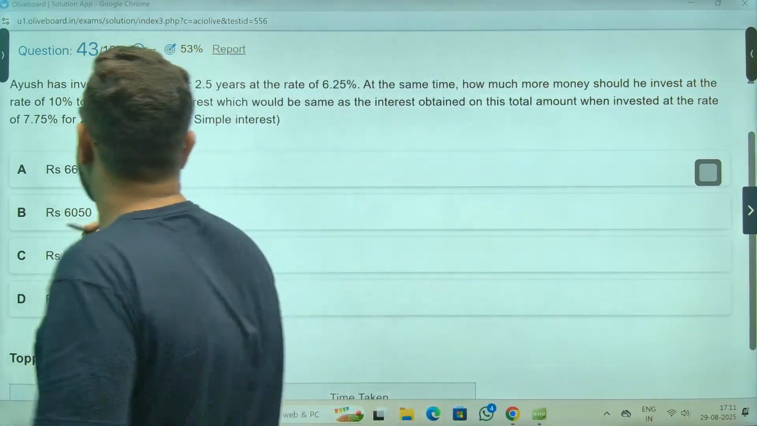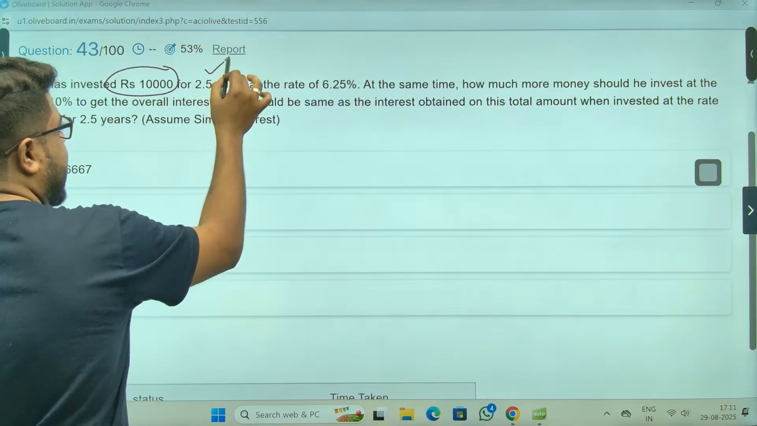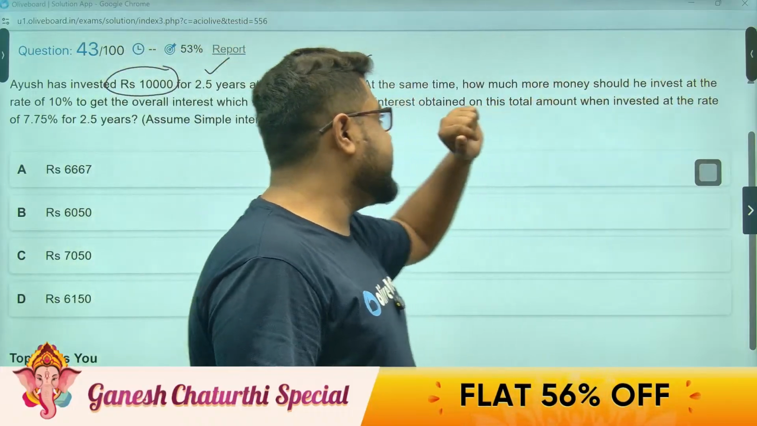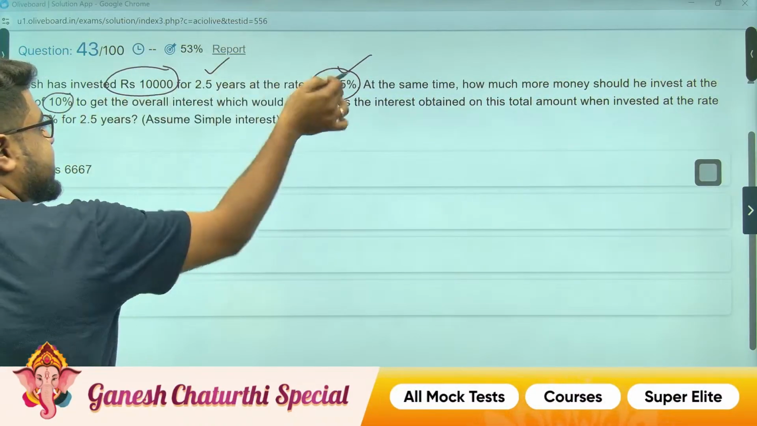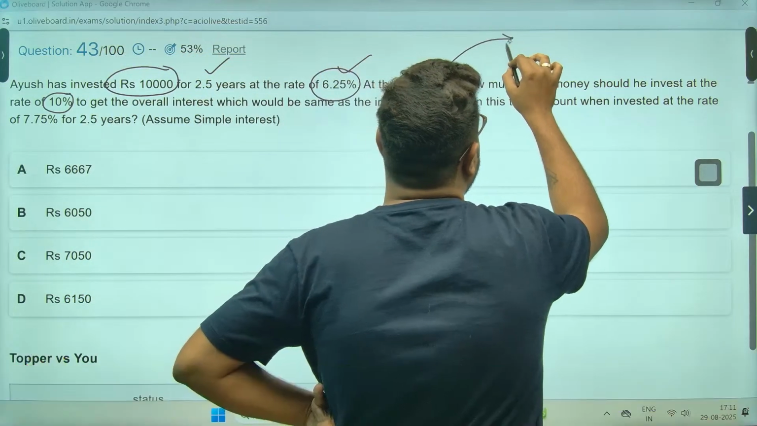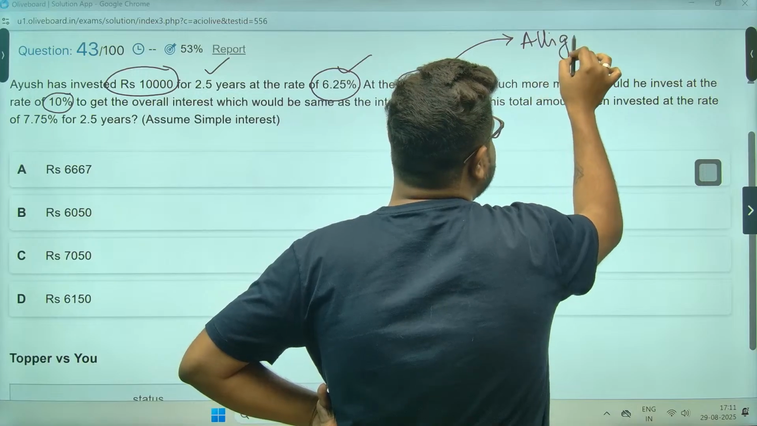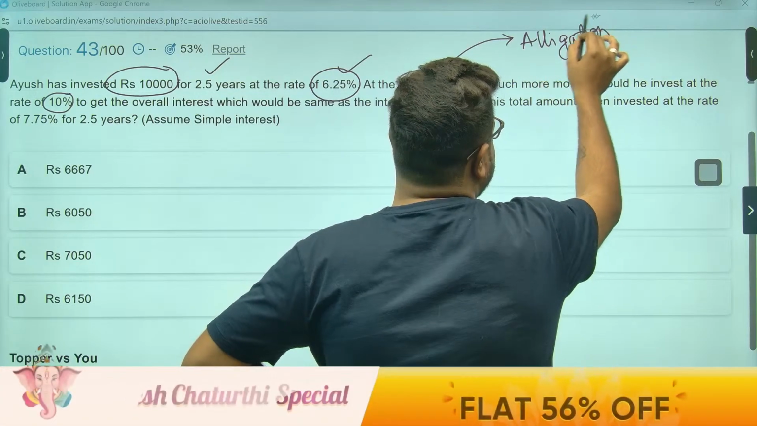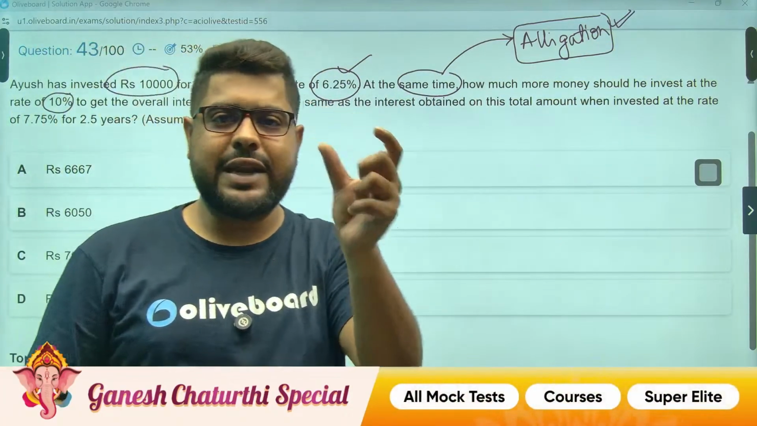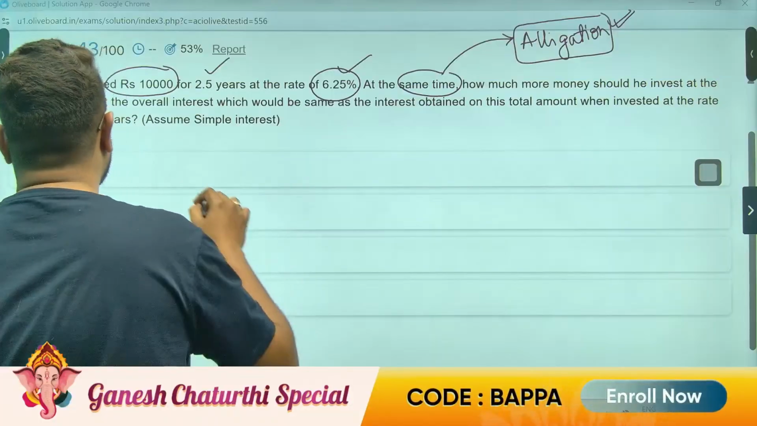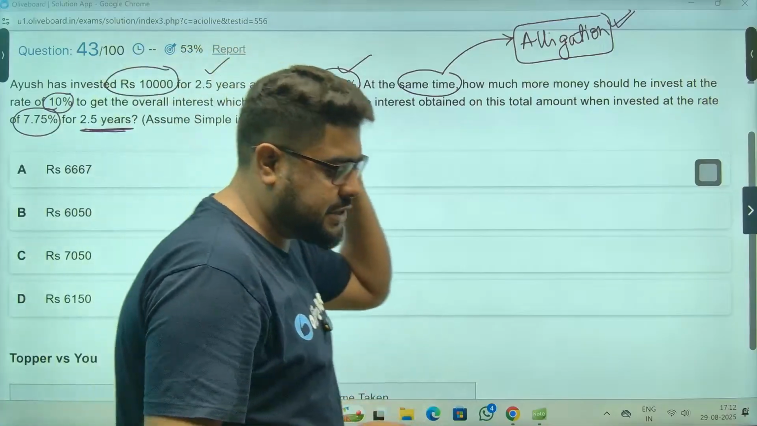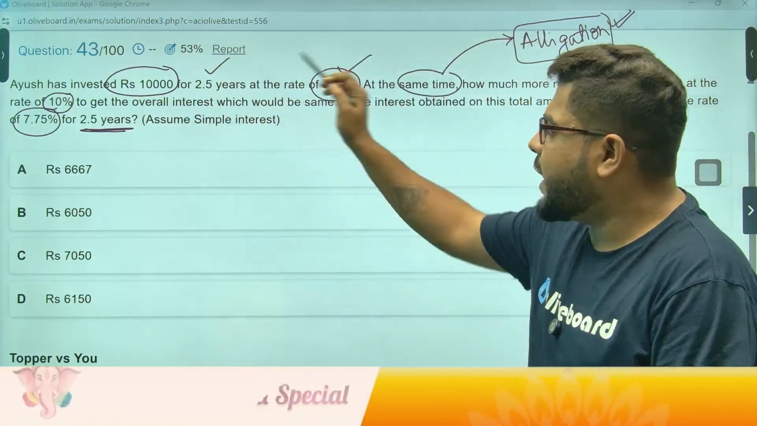Ayush has invested 10,000 rupees for 2.5 years at this rate. At the same time, how much more money should he invest at 10%? Time is the same. Sir, again in my mixture allocation class, I told you, for simple interest, if time is the same, we can use allocation. And if we know the mean value, the middle value given, 7.75%. Again, the time is the same, 2.5 years. Throughout the question, it is 2.5 years.